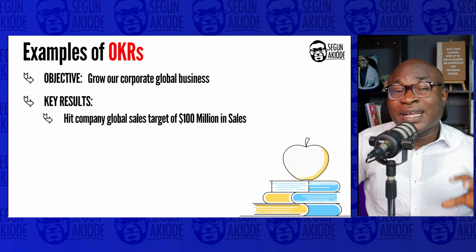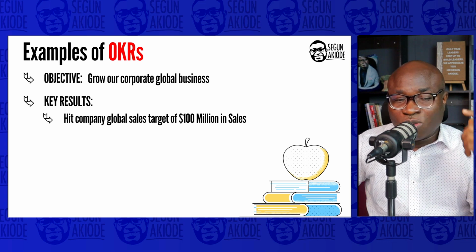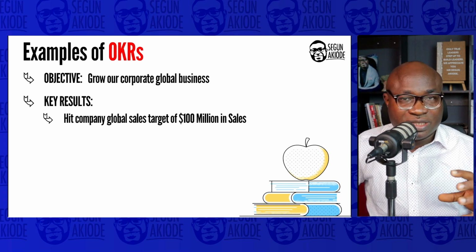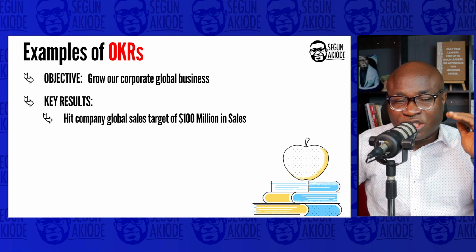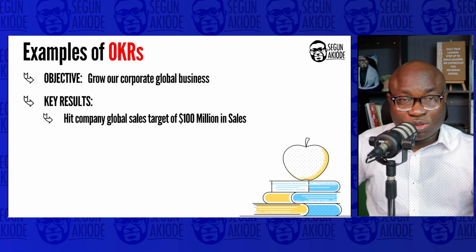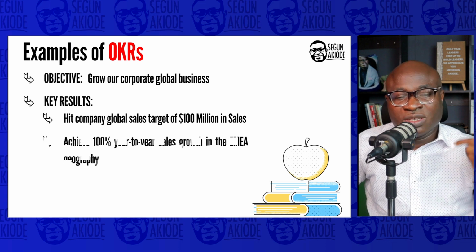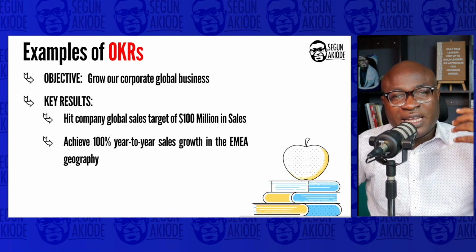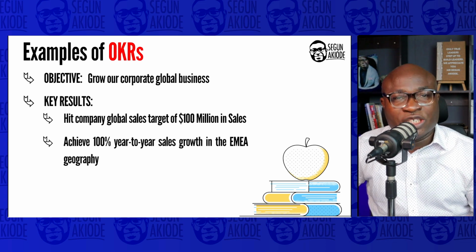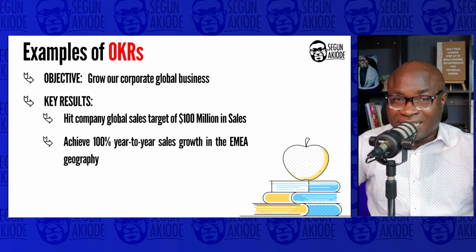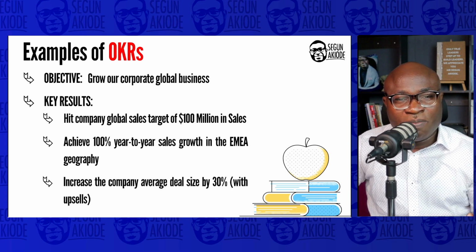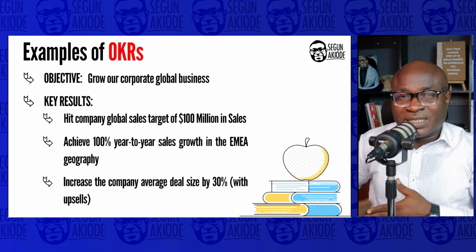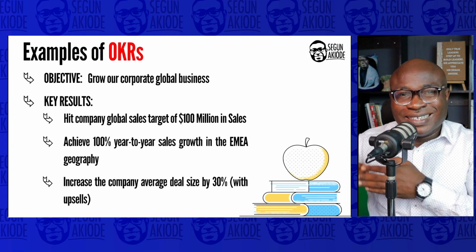Your key result now goes ahead to highlight the key things. Number 1, each company global sales target of $100 million in sales. Now, what that means is if we achieve this, then that's a key result that is attached to our objective. 2, achieve 100% year-to-year sales growth in the Europe, Middle East, and Africa geography. Now, you are defining the key result. 3, increase the company average deal size by 30% with upsell. So, if you upsell to customers, we must increase it by 30%.